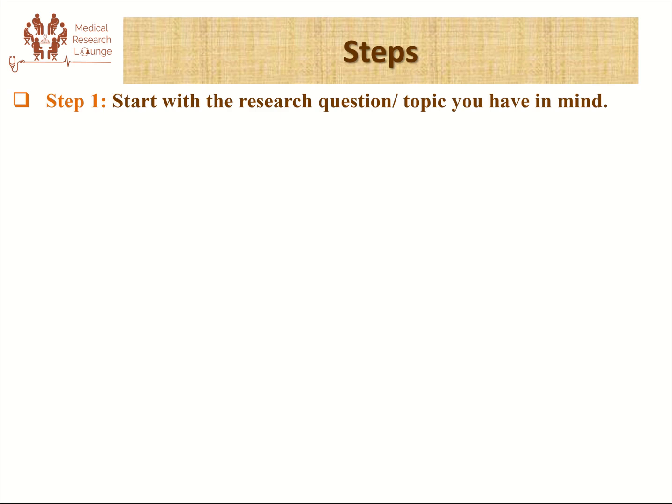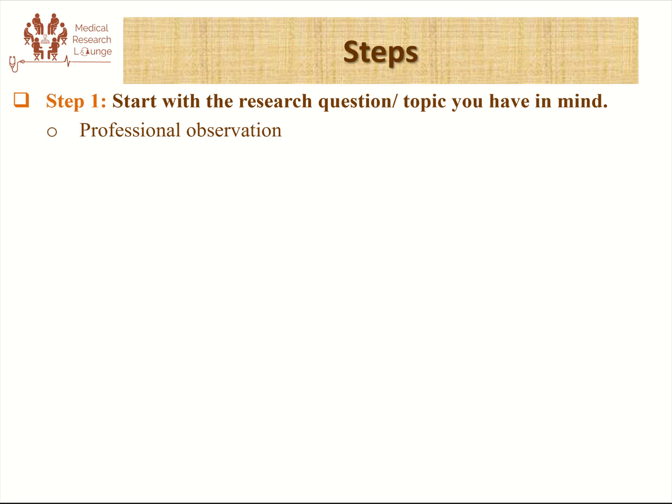The first one is obviously we have to start with a research question or topic that we have in mind. There are different sources of research question. The first one is our professional observation. In any profession, we can make observations based on the things that we encounter on a daily basis. If there's some skewed observation, some new pattern to our routine activities, our routine professional service, we can take that as a starting point for undertaking a research.